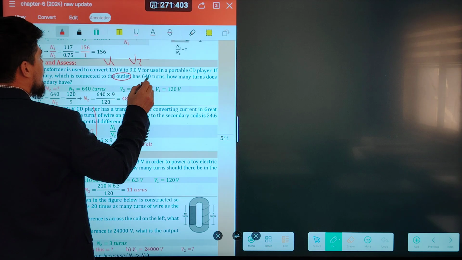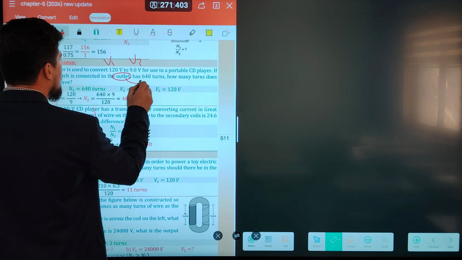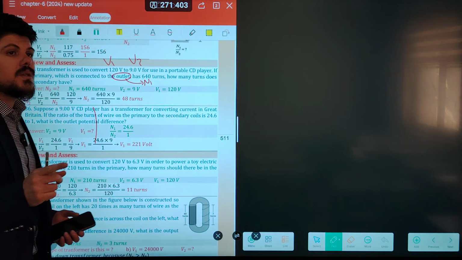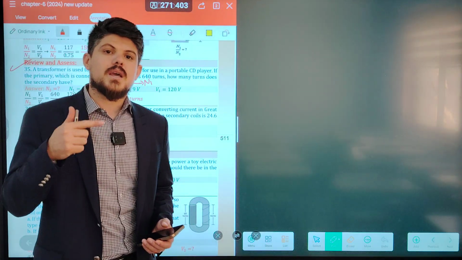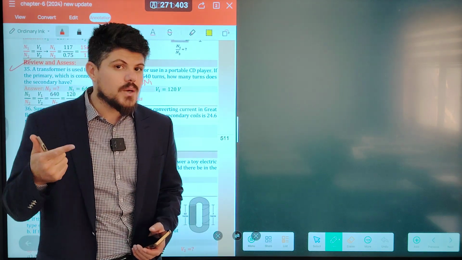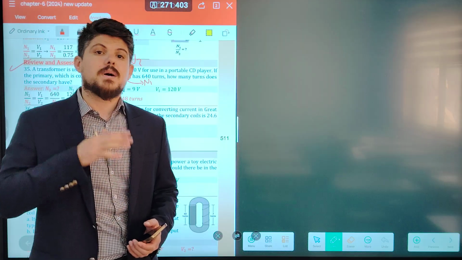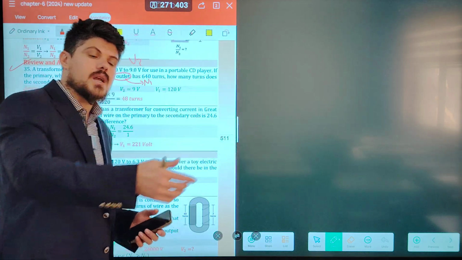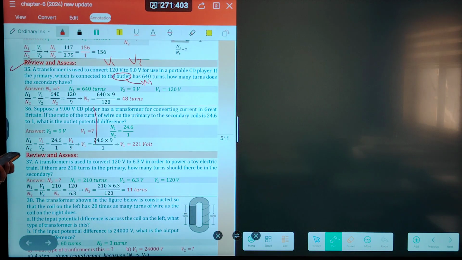This outlet has 640. Outlet means N1. Outlet number of turns means N1. Outlet potential difference, V1. Outlet current, I1. Okay? But output means the secondary coil. Okay?